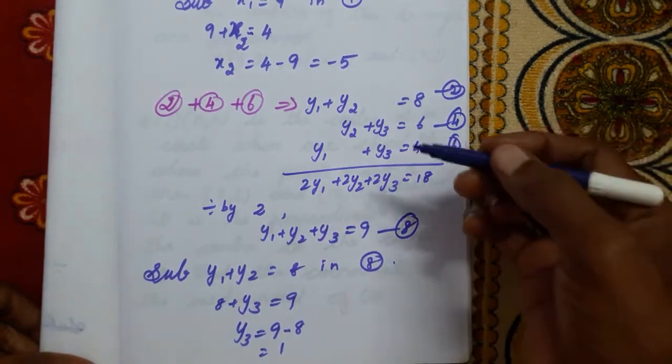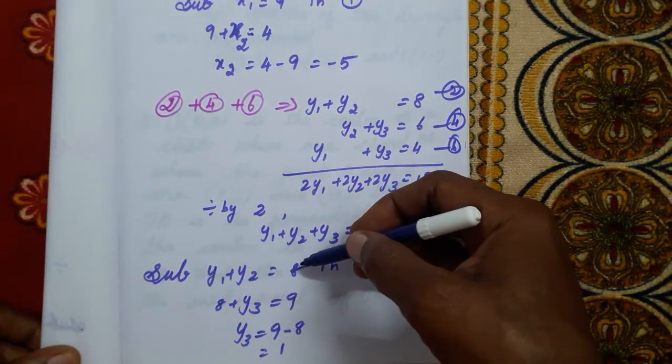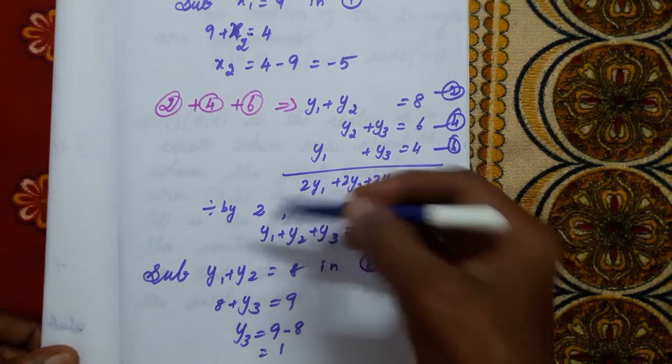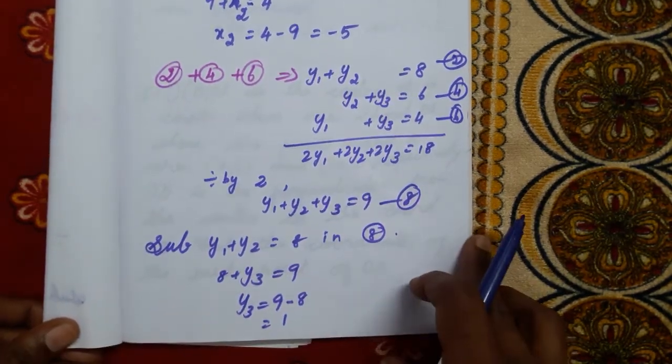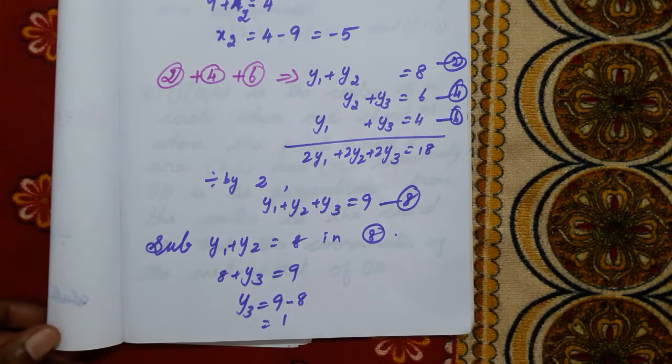Here also we can substitute equation 1. What is equation 1? y1 plus y2 is equal to 8. In place of y1 plus y2, we substitute 8. So 8 plus y3 is equal to 9. So y3 is equal to 9 minus 8 is equal to 1.